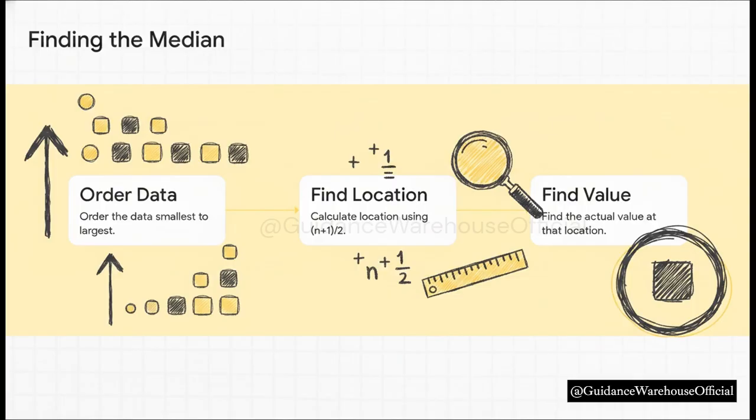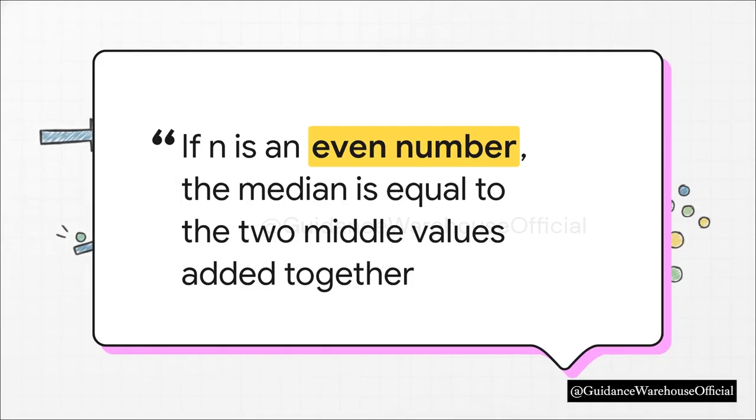Step 1, and please do not skip this because students do it all the time, you absolutely must order your data from smallest to largest. If you don't sort it first, picking the middle means literally nothing. Step 2, you calculate the location of the median using a really simple formula. N plus 1 divided by 2, and N is just your total number of data values. Then, step 3, you just count down your perfectly ordered list to find the value sitting right at that specific location.